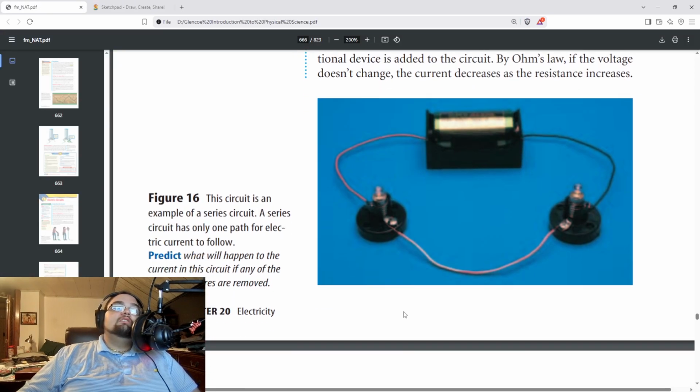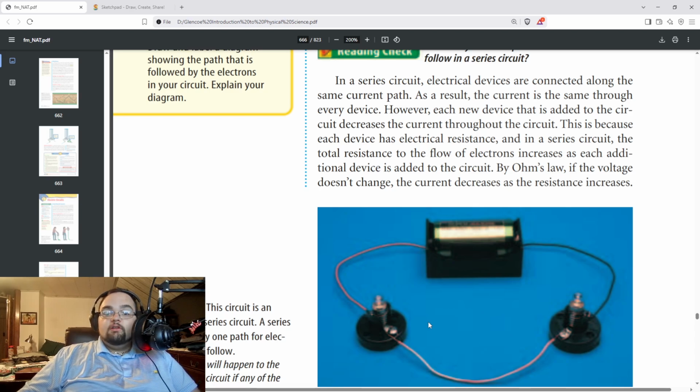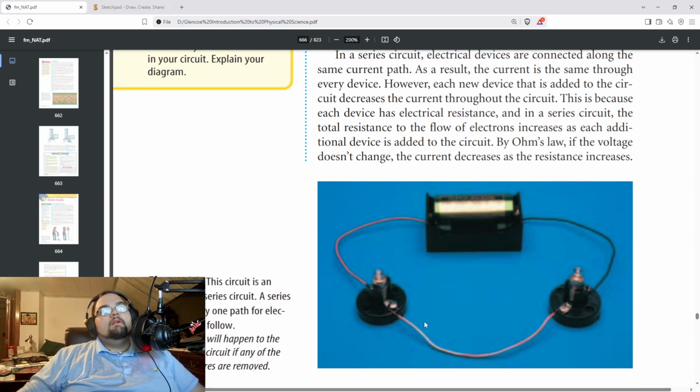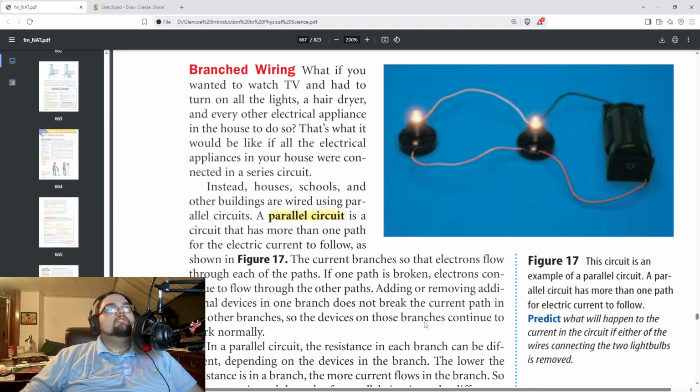Honestly, series circuits, kind of a mid-tier circuit. We like to do parallel because it does everything series can but better. But when you're introduced to circuits, it's so much simpler to do a series circuit. All right. Now you take a series of series circuits, and now you have a parallel circuit.